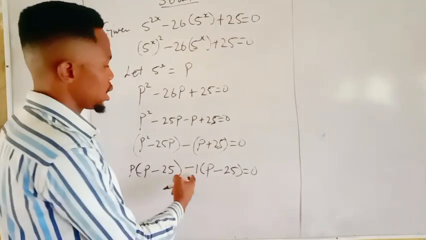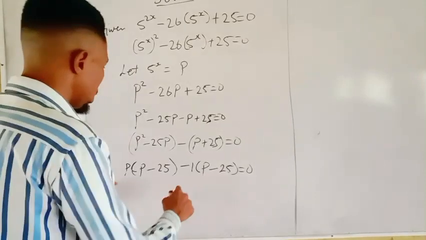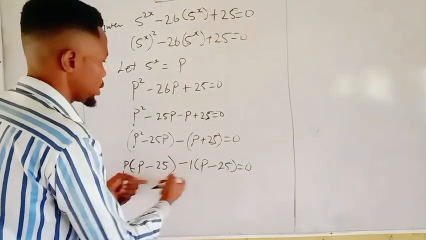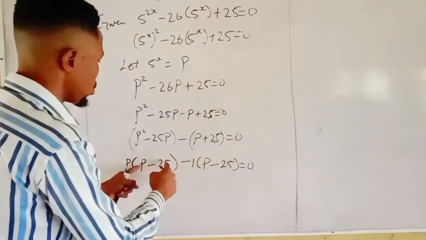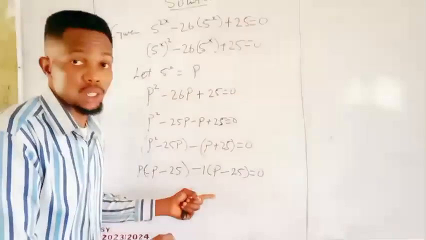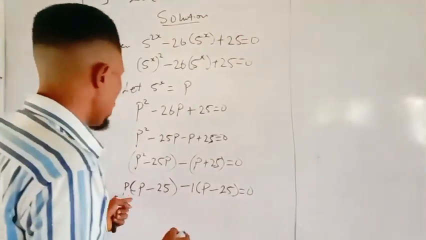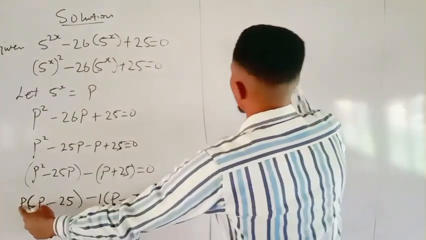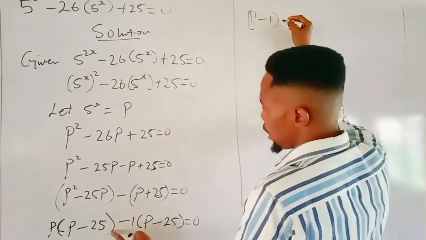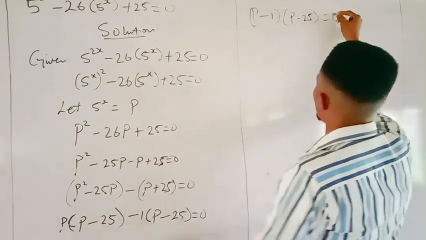So what we just did now is to factor this out. At this point, I'm going to take one of the common brackets outside, and one in the bracket, since the bracket is common. Remember, what you have in this bracket must be the same as what you have here. If it is not the same, you have to cross-check your solving, maybe there's a mistake or error somewhere. So now we have p minus 1 and p minus 25 all equal to 0.